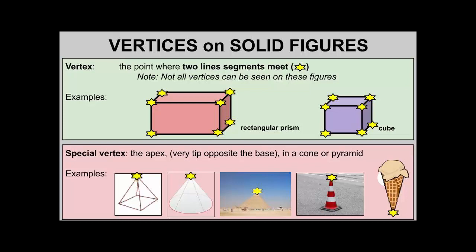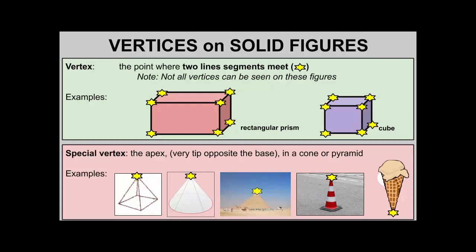We saw the vertices where two line segments join together. Now we'll see that also is the same on solid figures. The point where two line segments meet is called a vertex. On the rectangular prism, you can see that I have 1, 2, 3, 4, 5, 6, 7 stars. And the same is true of the cube. You cannot see one of the vertices that is hidden in these figures. But on the rectangular prism and the cube, there are 8 vertices where two line segments meet.